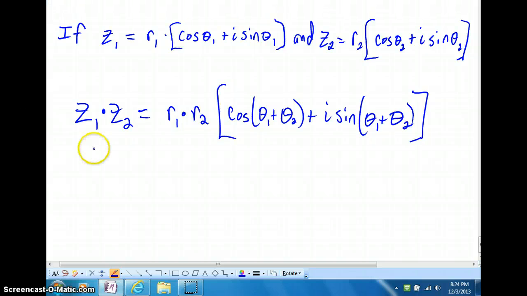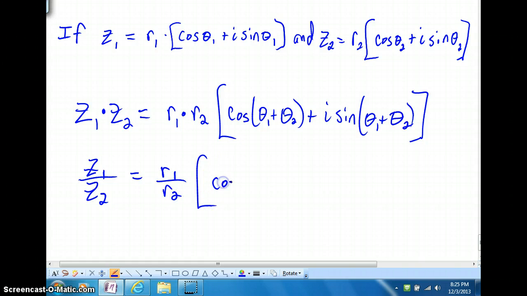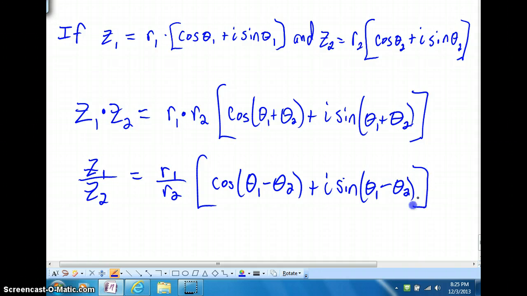The division, I think we can appreciate even more. If I were to take Z1 divided by Z2, well, we'd have R1 divided by R2. You might guess we're going to subtract our angles. We are. This is just a delightful shortcut. Division, usually you could see we'd have some work to do with conjugates. And this is a wonderful way that we can work this out.